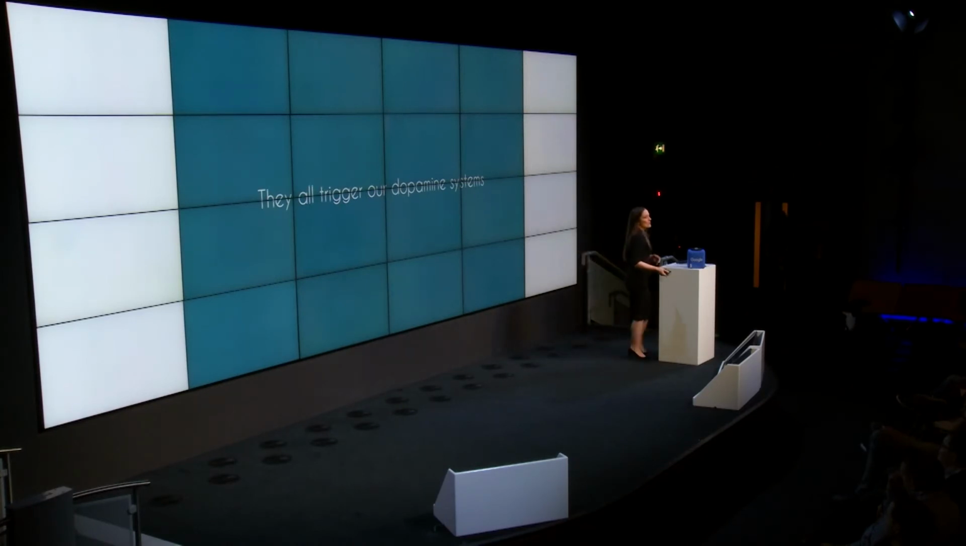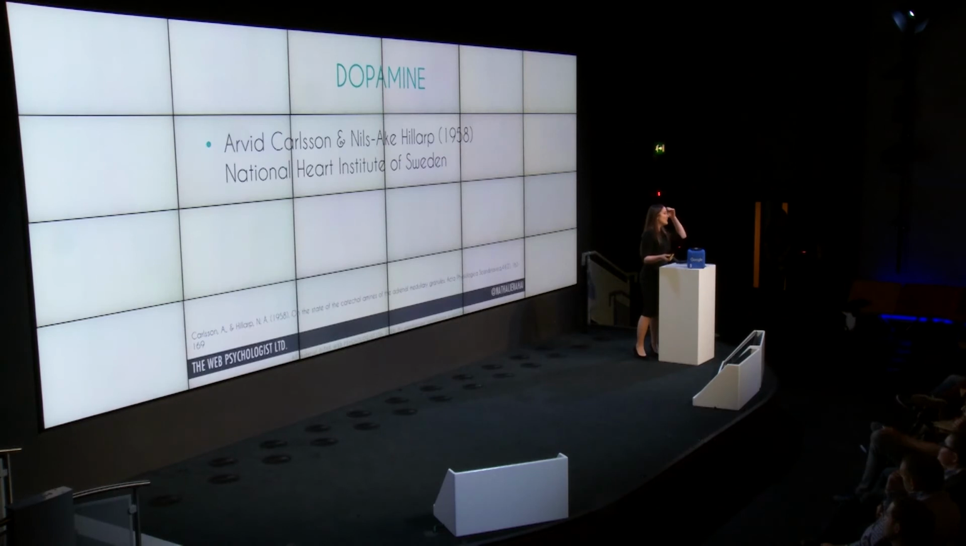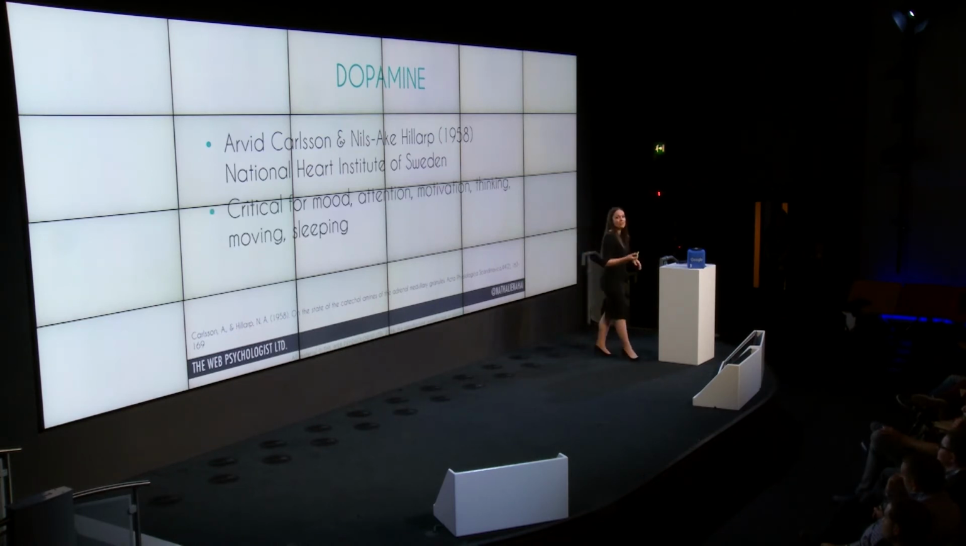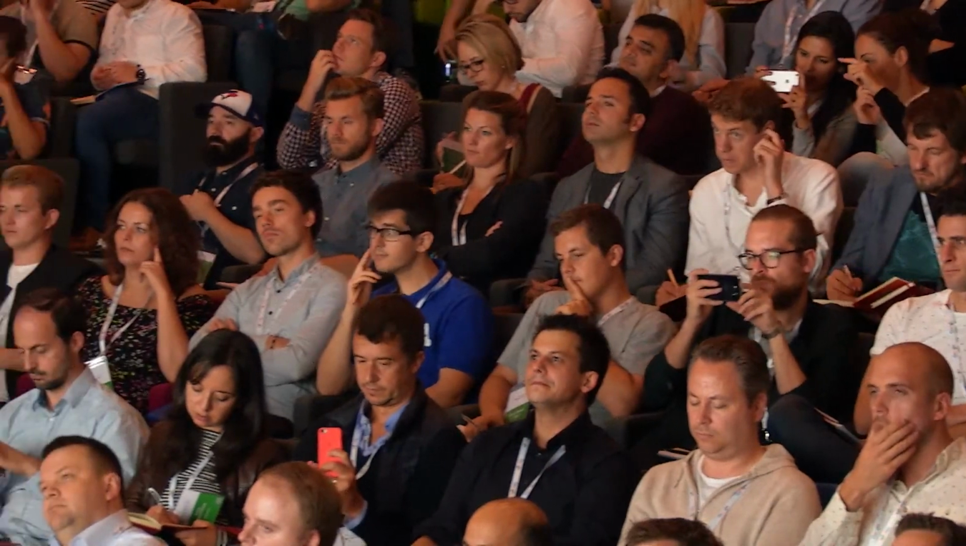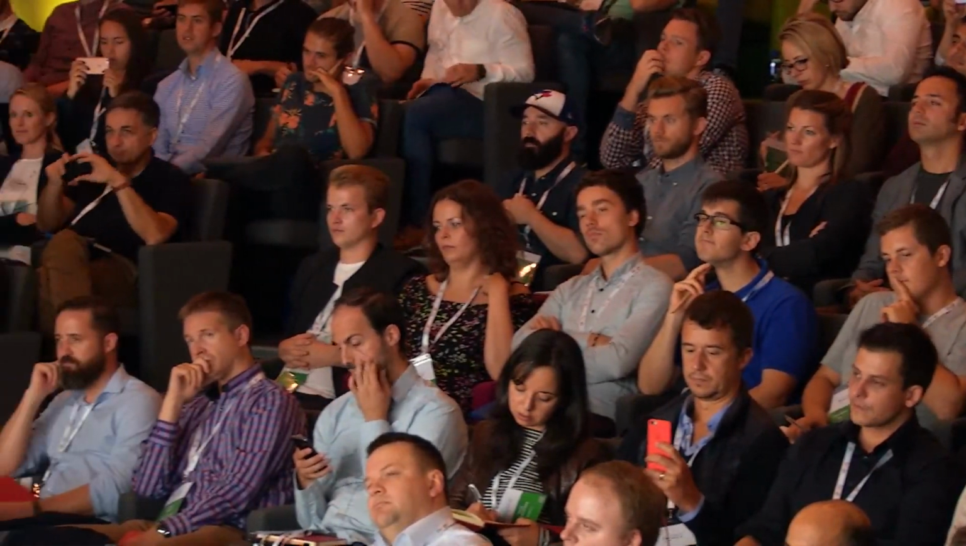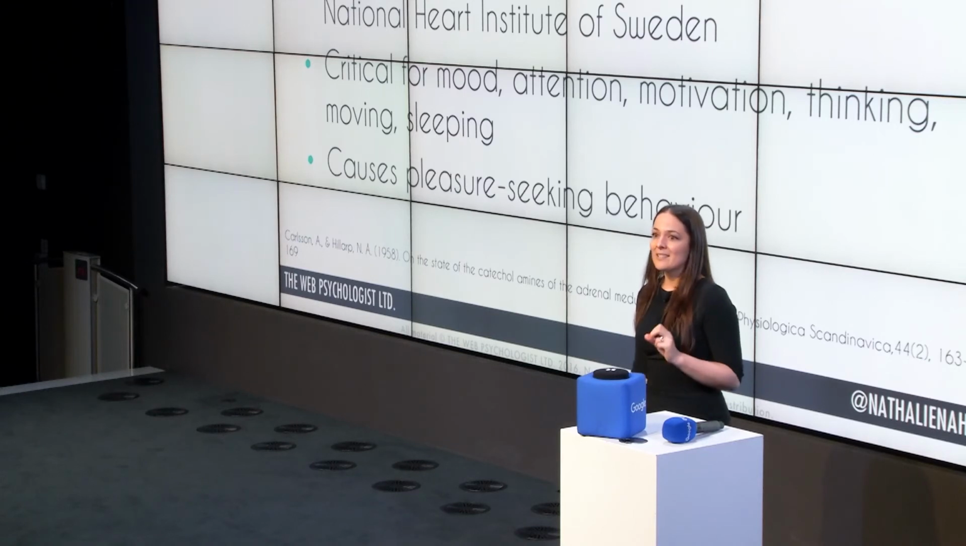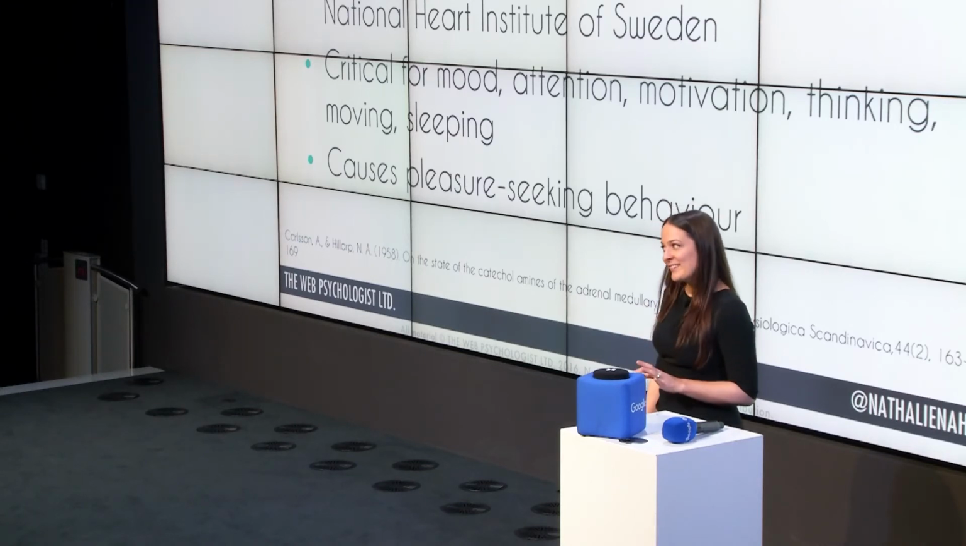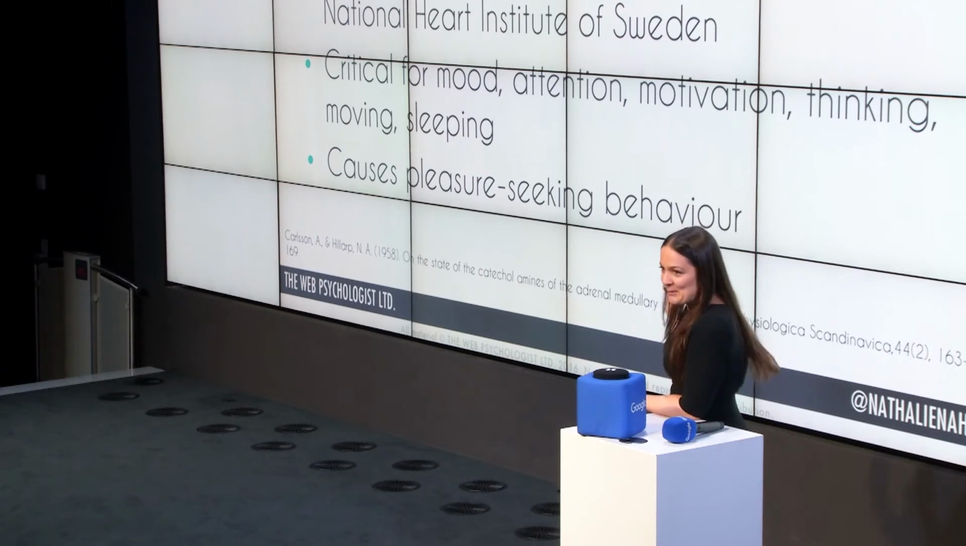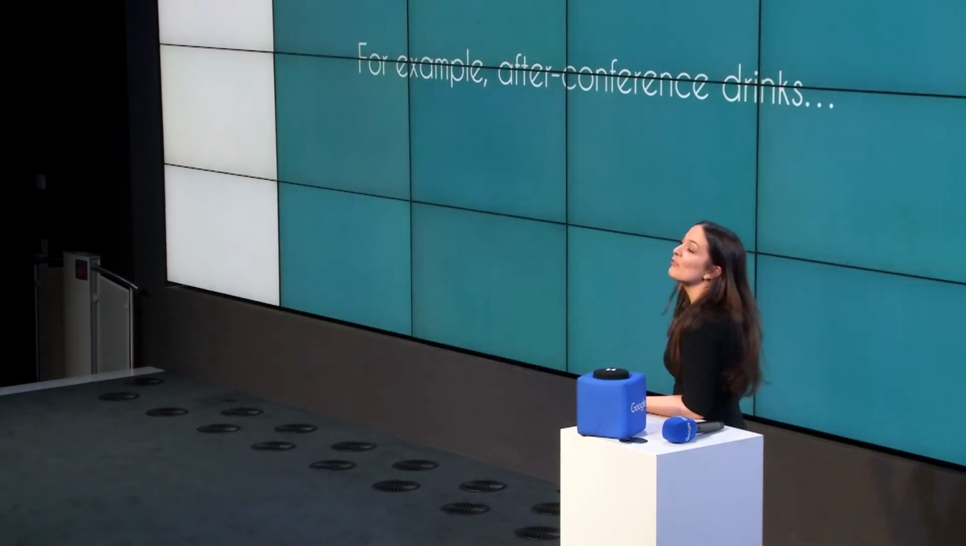So dopamine was kind of discovered in the late 1950s by two Swedish researchers, and it's been found that dopamine is critical for a whole variety of different things, including our mood, including our attention, motivation, thinking, moving, sleeping, but most interestingly for us, dopamine is one of the primary causes of pleasure-seeking behavior of all kinds.